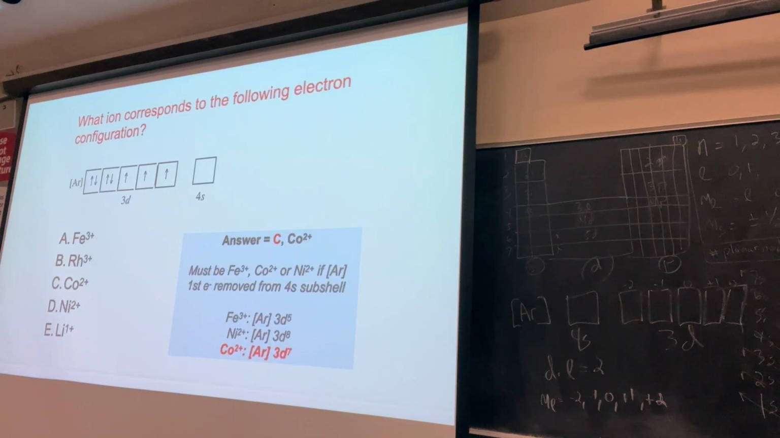Again, if you see problems like this, what I often will do is start with the neutral atom and then take away 2 electrons and just see if it looks like this. And that's usually a pretty good way to figure these things out. Questions?